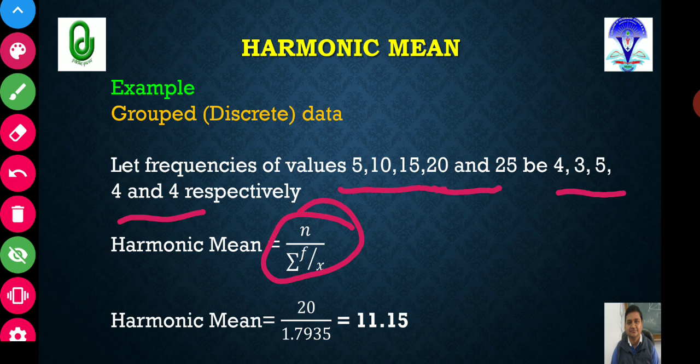So n is 20 because 4 plus 3 plus 5 plus 4 plus 4 is 20. So 20 divided by summation f by x. If you put in the summation value of all the frequencies divided by all the observations, f by x, then you will get the harmonic mean as 11.15. So the calculation procedure is easy if you remember the formula. Remembering the formula is very essential for calculating it. And you will remember the formula easily if you understand the definition well.